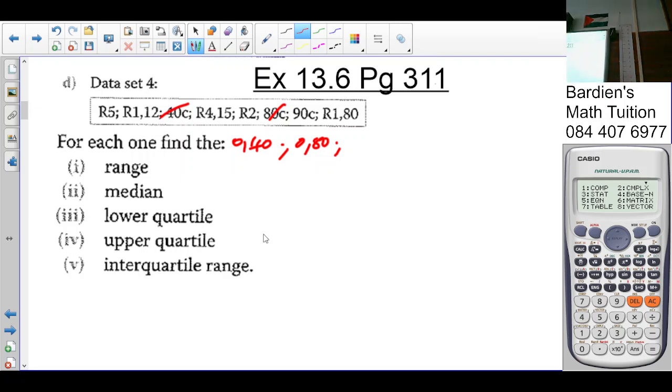The next one is going to be? 90 cents. The next one? 1 rand 12 cents. The next one? 1 rand 80 cents.